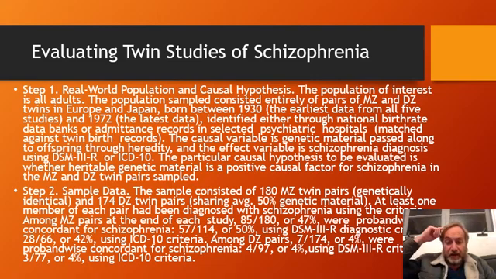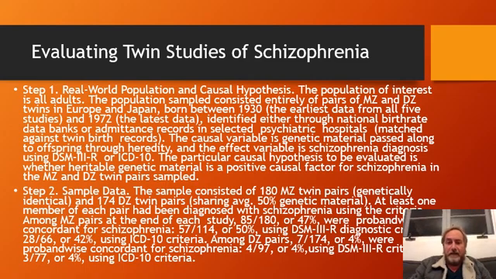Okay, so here is the evaluation they give you in the book of the twin study of schizophrenia. Don't freak out. You don't have to do anything this detailed in the exam, but let's walk through it. We can at least understand it. So step one, real world population and causal hypothesis. The population of interest is all adults, anyone who might have schizophrenia. The population sampled consisted entirely of pairs of MZ and DZ twins in Europe and Japan, born between 1930, which is the earliest data from these studies, and 1972, which was the latest data. This was taken from hospital records and birth records, so it spans a wide time period. They found them through national birth rate data banks and admittance records in psychiatric hospitals, and they matched those against the twins' birth records.